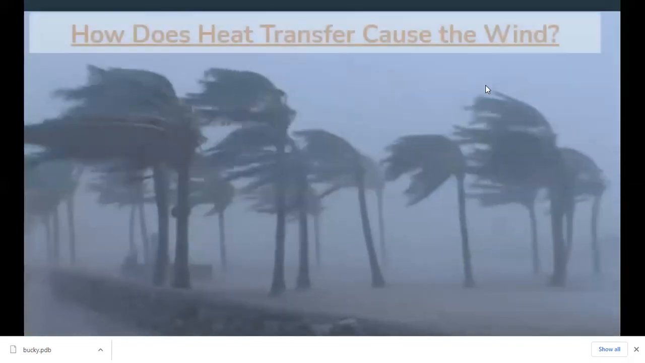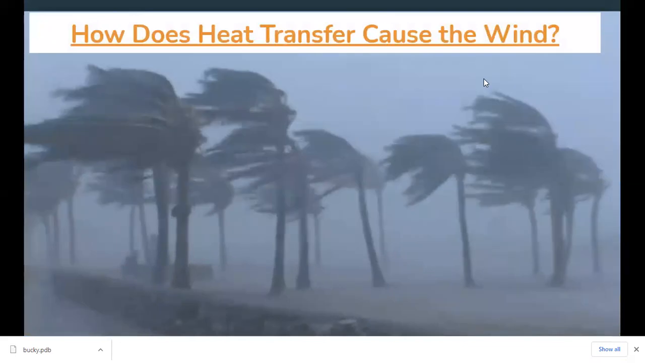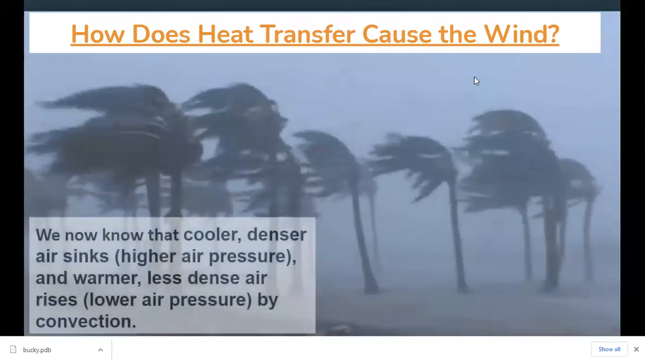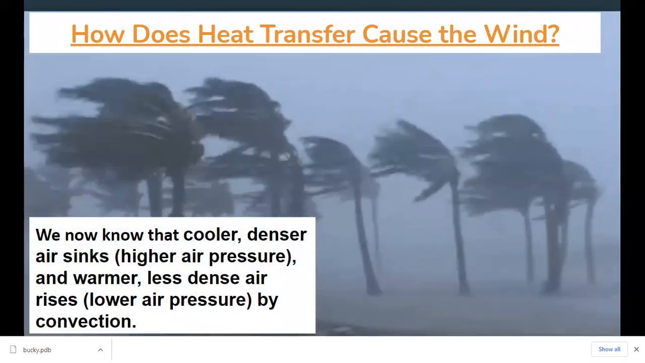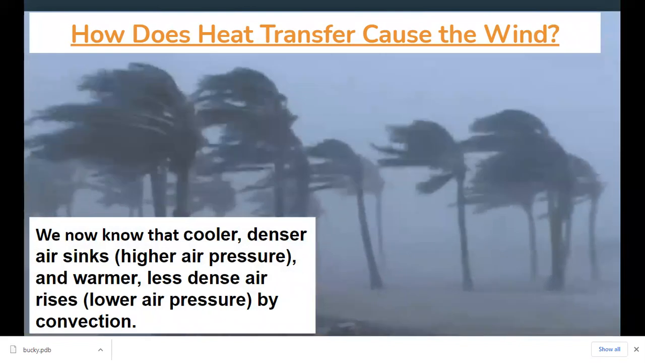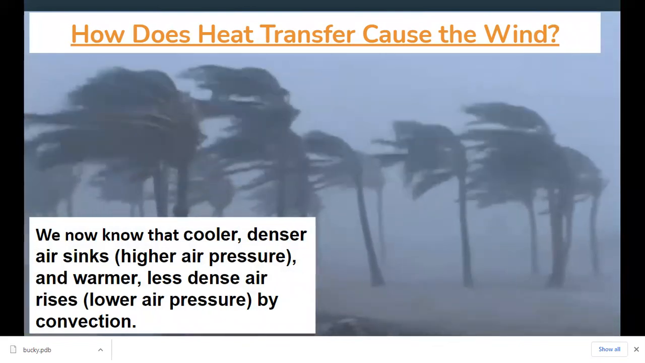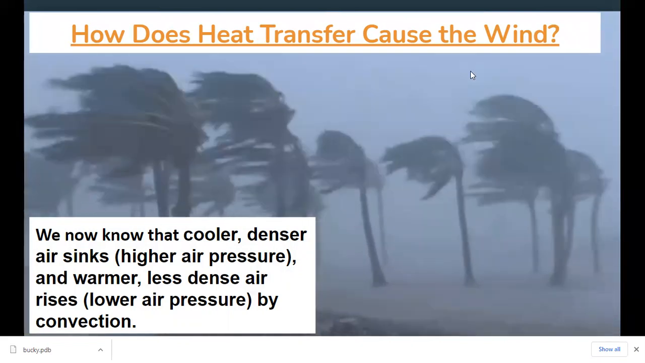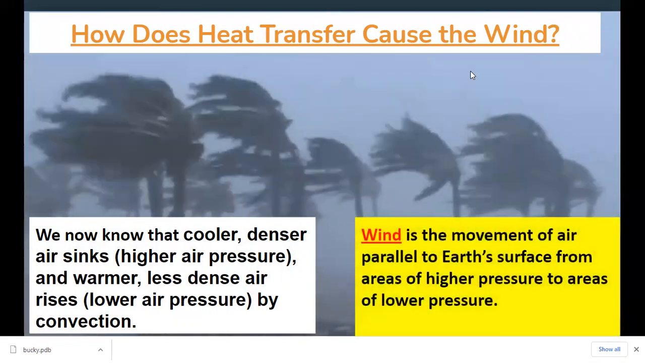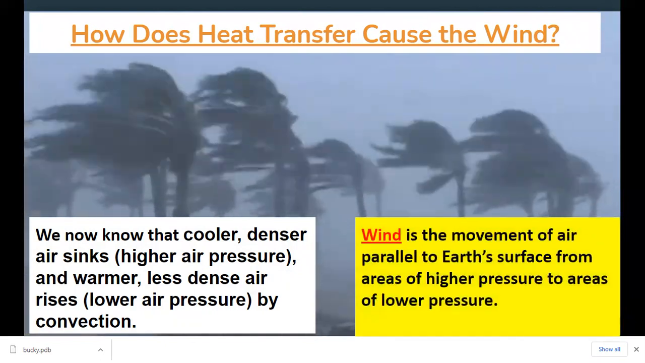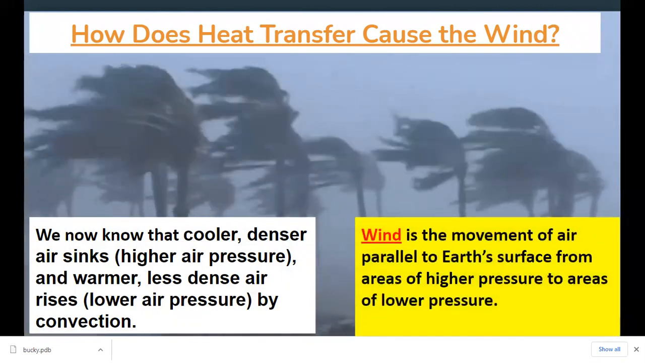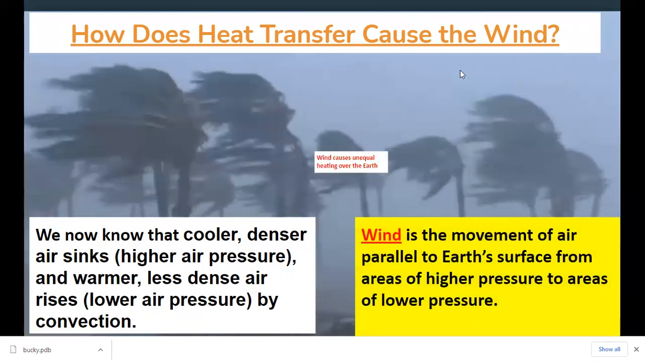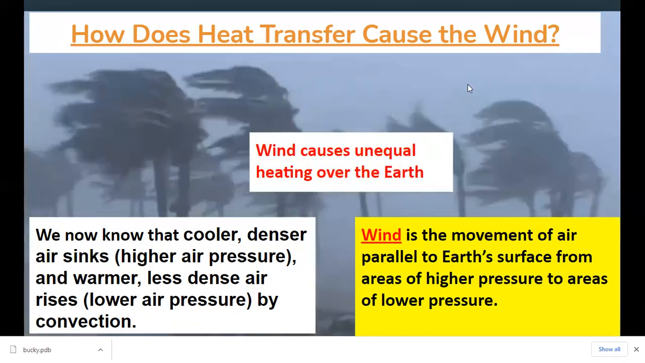Okay, next question. How does heat transfer cause the wind? That's a big one, isn't it? We now know that cooler, denser air sinks, right? It has higher air pressure, and warmer, less dense air rises because it has lower air pressure. This happens by convection. Wind is the movement of air parallel to Earth's surface from areas of higher pressure to areas of lower pressure. Wind is caused by unequal heating over the Earth.